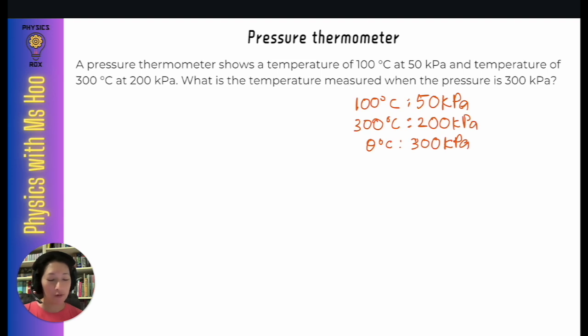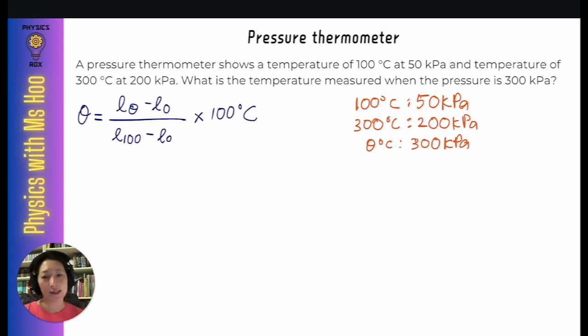So in order to show you the modification, I'm going to start off first by writing the original formula. So the original formula for the mercury thermometer is theta equals to L theta minus L0 over L100 minus L0 times 100 degrees Celsius. So first thing we need to change obviously is L, because the pressure thermometer doesn't measure length, it measures pressure. So we're going to change all the L's to P. Where in this case, P is the pressure.